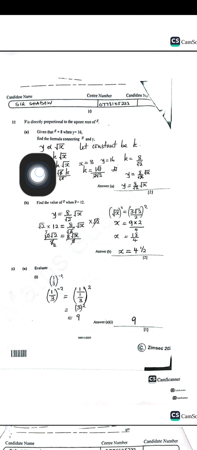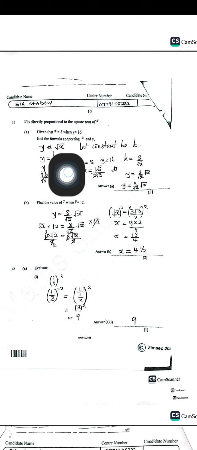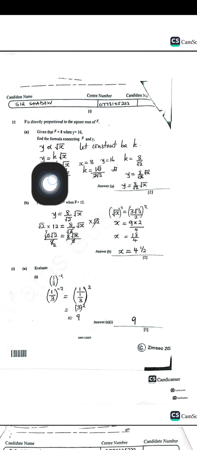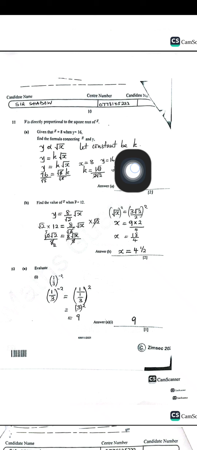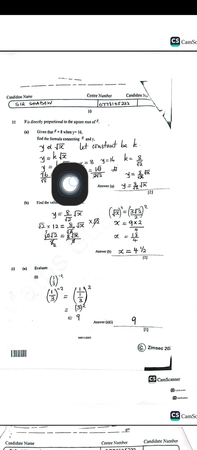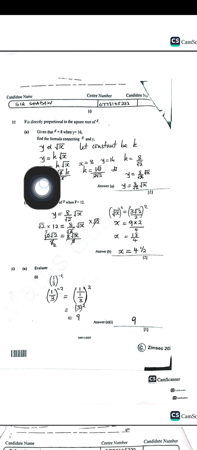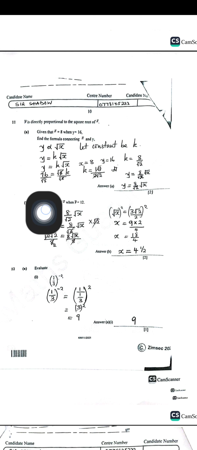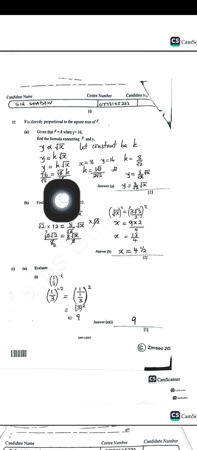So we are saying y varies directly as the square root of x. Then, removing the variation sign and putting in the constant, y is equal to k root x. Right, remember y is equal to 16, so 16 is equal to root 8 times k.